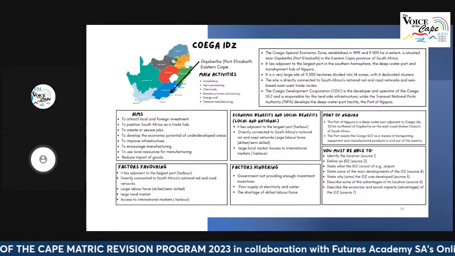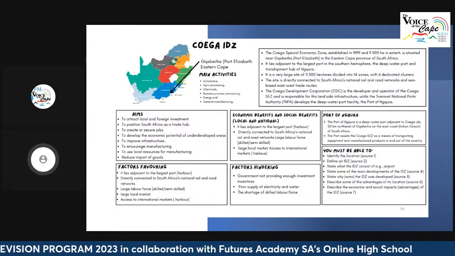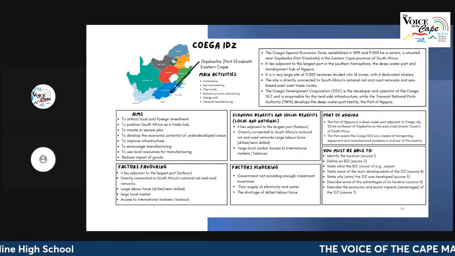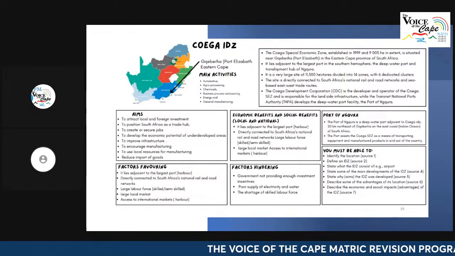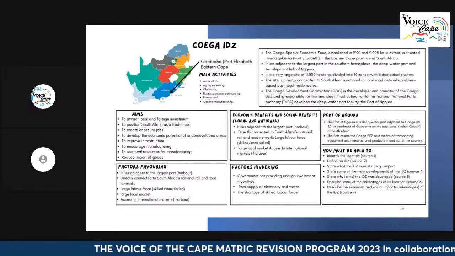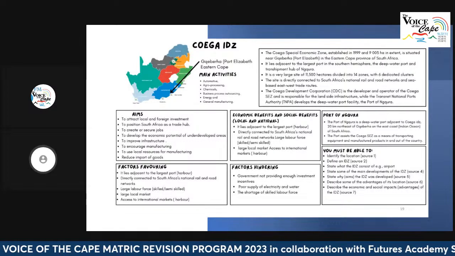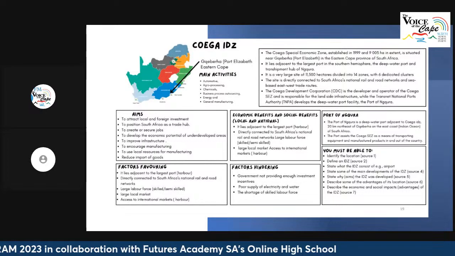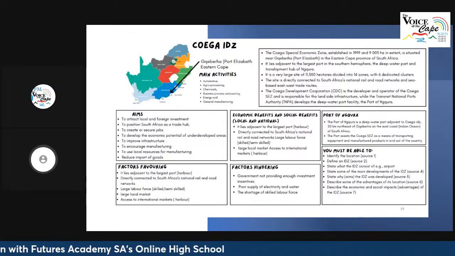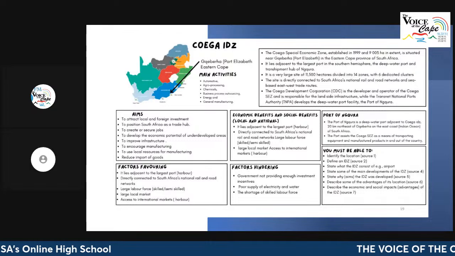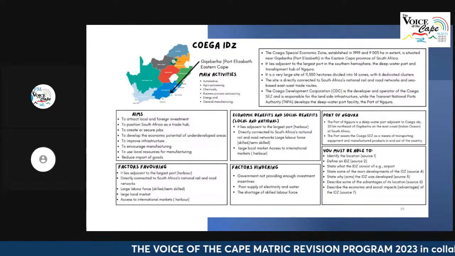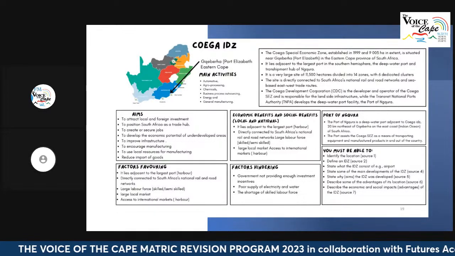For this year, you need to only look at Coega, which is in your Port Elizabeth Eastern Cape region. You need to know what are its aims of this particular area. You need to know what factors favor it, what factors hinder it. Again, your economic benefits, what the port of Ngqura means actually, and the actual Coega region itself. So it is not a difficult question in order to answer. The reason being this is that, again, it will be in a contextual type of a question where you are given information and you need to extract that type of information.